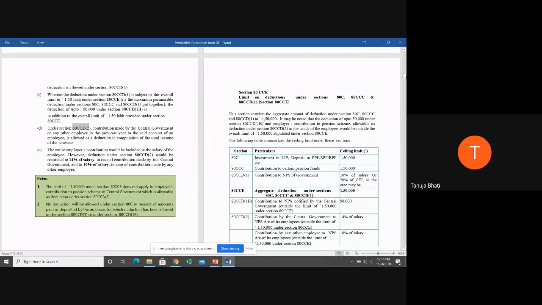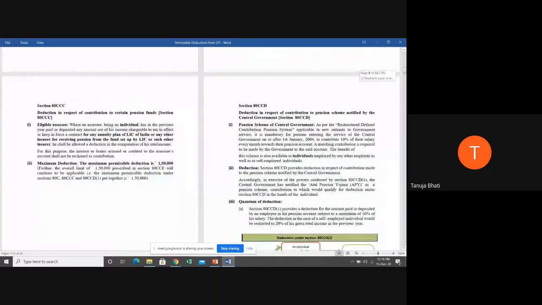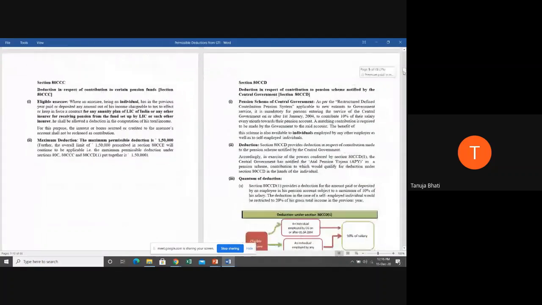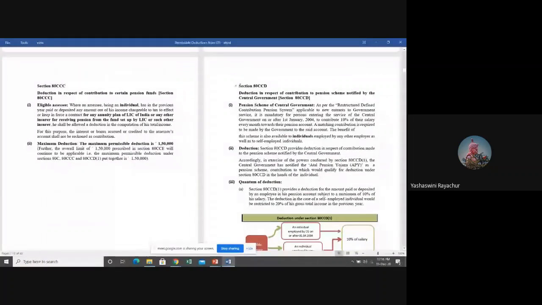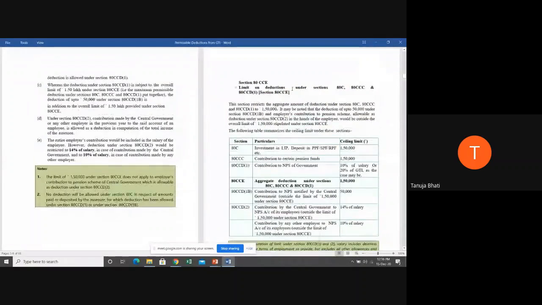So is this clear, section 80CCD? Students, is 80CCD clear? Yes, ma'am.